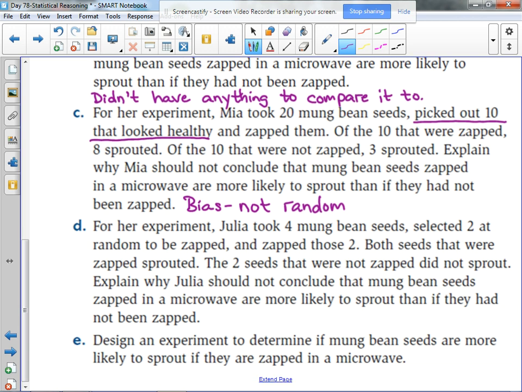But it still says that Julia should not conclude that the seeds zapped in a microwave are more likely to sprout if they had not been zapped. The problem with Julia is she only picked 4, okay? She only picked 4. She didn't have enough. If you're just comparing 2 versus 2, what are the odds that the 2 that were selected to be put in the microwave sprouted and the 2 that were not didn't? It's pretty high chances there because you don't have much. I should be specific, not enough subjects, not enough beans.